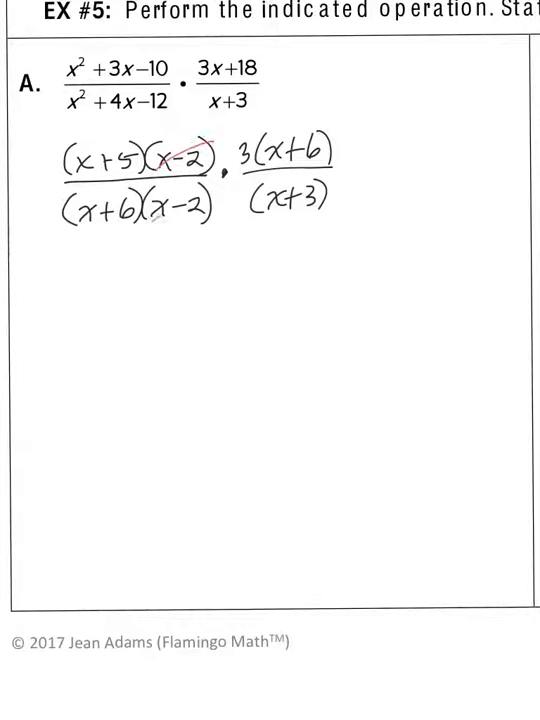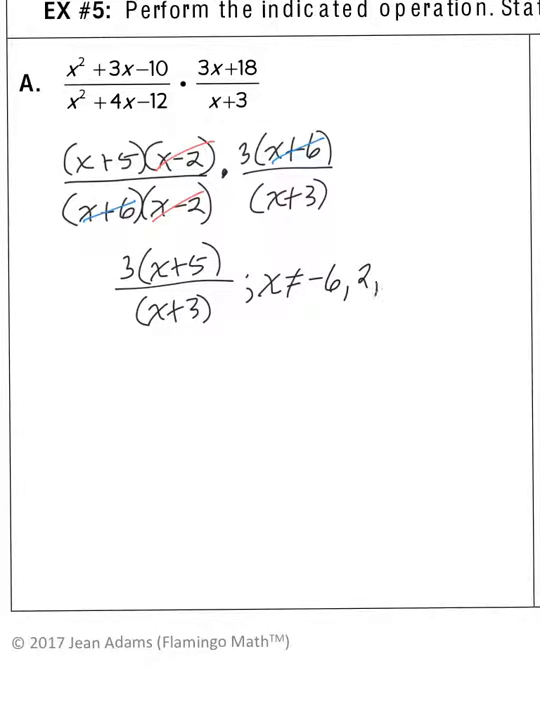So then the x minus 2's cancel, the x plus 6's cancel, and that looks like that's about it. So you have in the numerator a 3 and an x plus 5. I don't typically multiply those back out. And in the denominator an x plus 3. And then x cannot equal. So look at your fully factored original denominators. Here x cannot be negative 6, x cannot be 2, x cannot be negative 3. So x cannot equal negative 6, 2, or negative 3.